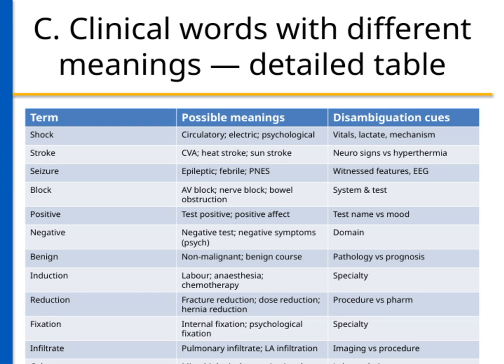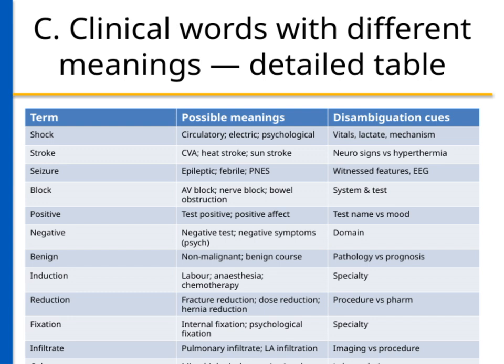Next is stroke. It can mean a cerebrovascular accident, which affects the brain, or heat stroke, caused by hyperthermia or even sunstroke. To differentiate these, we examine neurological signs versus signs of hyperthermia. Then we have seizure. This might be epileptic, febrile, or a psychogenic non-epileptic seizure, or PNES. Witnessed features and EEG findings are key to distinguishing these.